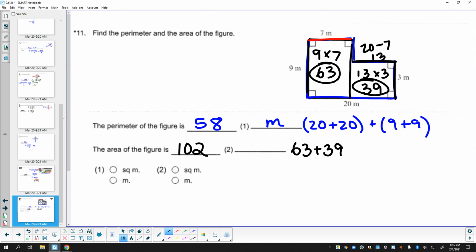Okay, this one is meters and this one is square meters. So squared anytime we're doing area, perimeter is just regular units.